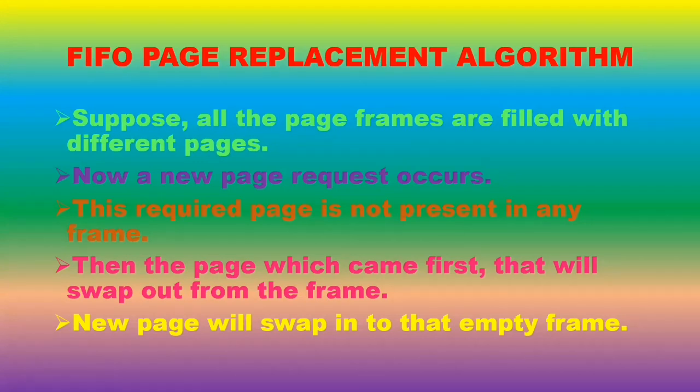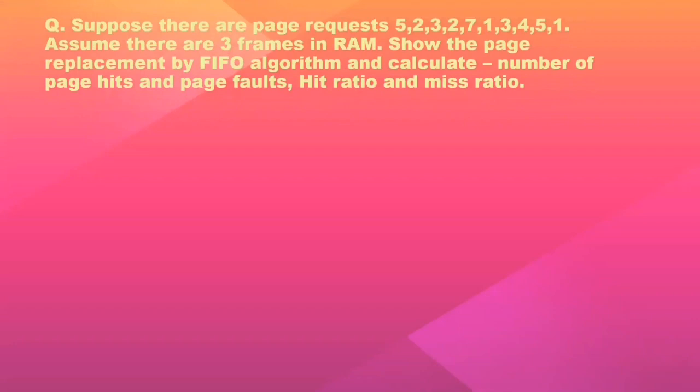Let's take an example. I think it will clear the concept of how the FIFO page replacement algorithm works. This type of numericals also comes in your exams. So suppose there are page requests 5 2 3 2 7 1 3 4 5 1. Assume there are 3 frames in RAM. Show the page replacement by the FIFO algorithm and calculate the number of page hits, number of page faults, hit ratio and miss ratio. Now what is a page hit and a page fault?